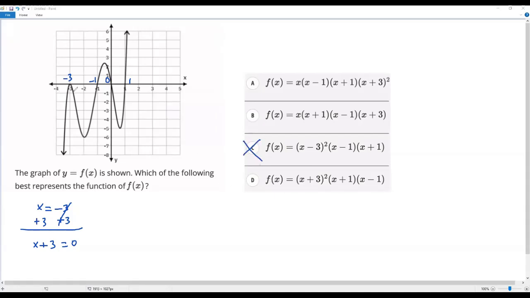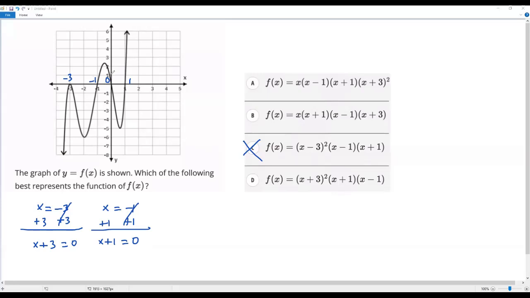Now let's consider the second x-intercept, that is -1. So x equals -1. To get the factor corresponding to this x-intercept, I have to make the right side 0. For that, I have to add 1 to both sides. So the -1 and +1 cancel out. I'm getting x + 1 equals 0. So the factor corresponding to this x-intercept -1 is x + 1. Now in the remaining options A, B, and D, we have to check whether we have this factor x + 1. In all three options, we find the factor x + 1.